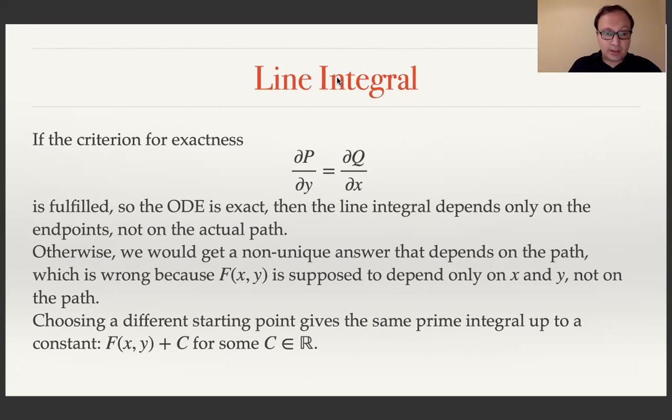And it's not going to depend on the starting point because we fix the starting point once and for all. But supposing that we chose a different starting point and did the same computation, then this is also going to give a prime integral for the equation. Since both of them are prime integrals for the same equation, they must differ by a constant. So if we choose a different starting point, we obtain the same answer as for the first starting point plus a constant. So the choice of starting point doesn't matter, it just gives the same answer up to a constant.